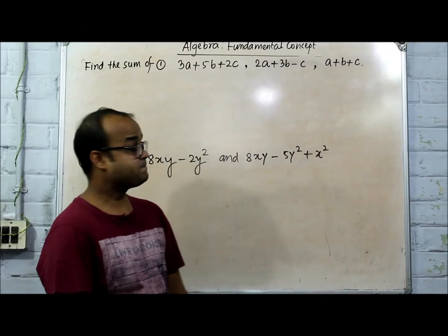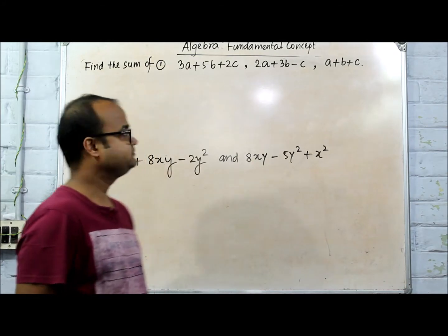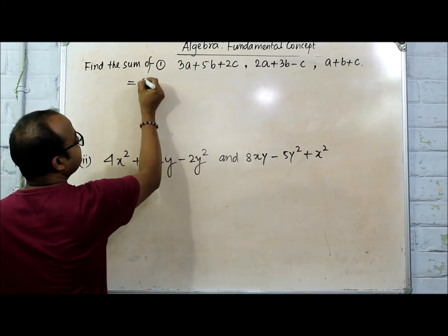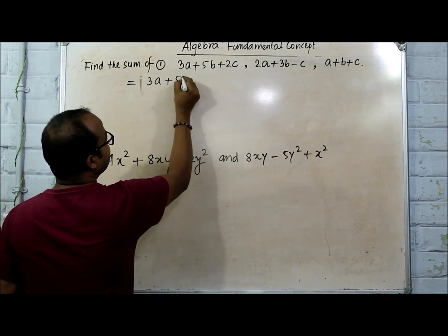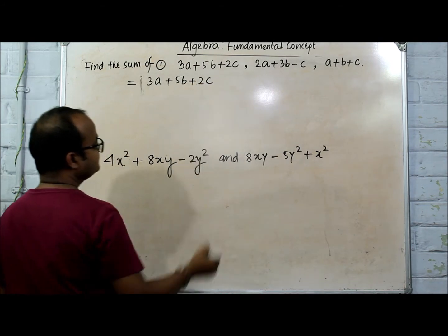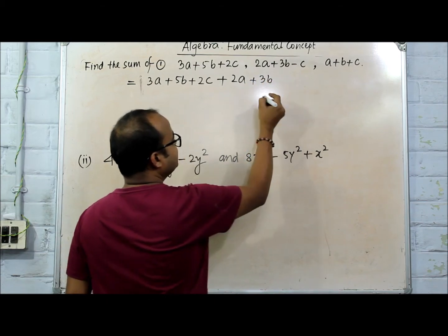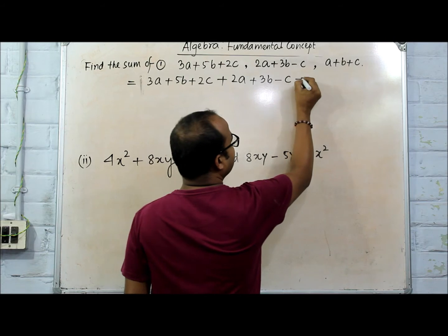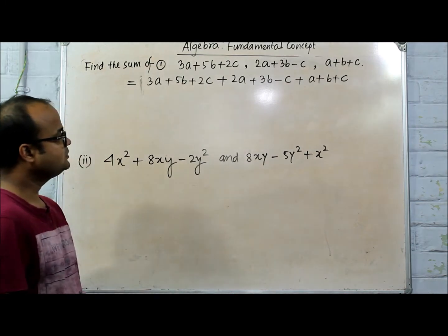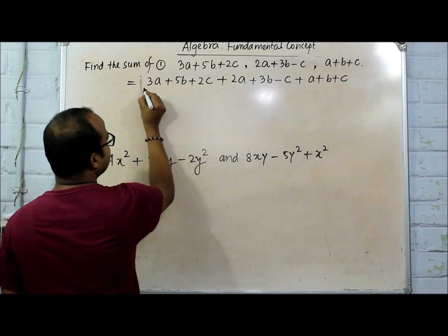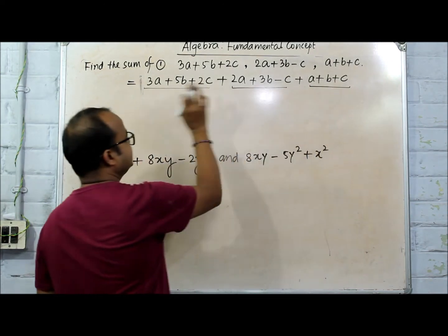Let us discuss this problem. Find the sum of these 3 terms given. So first we write this as 3a plus 5b plus 2c, plus 2a plus 3b minus c, plus a plus b plus c. So what we did? We wrote all the 3 terms with the plus sign in between.